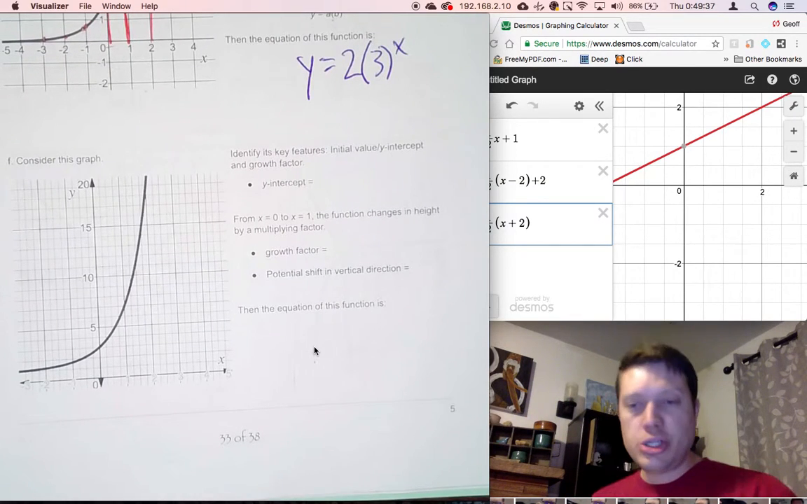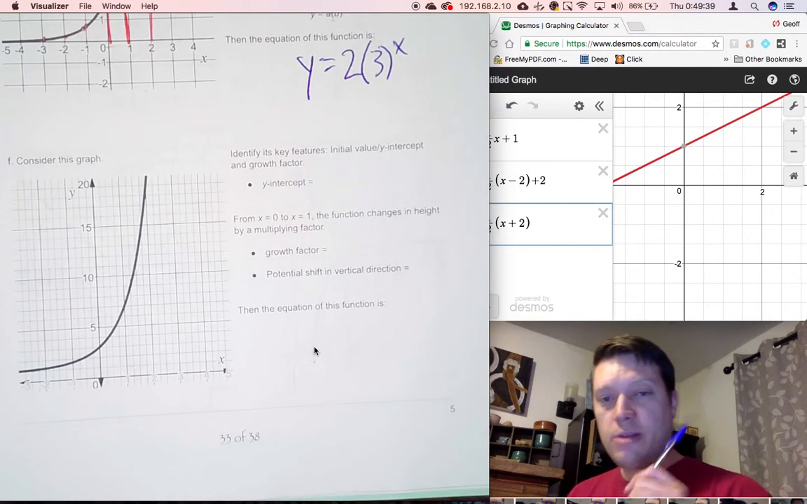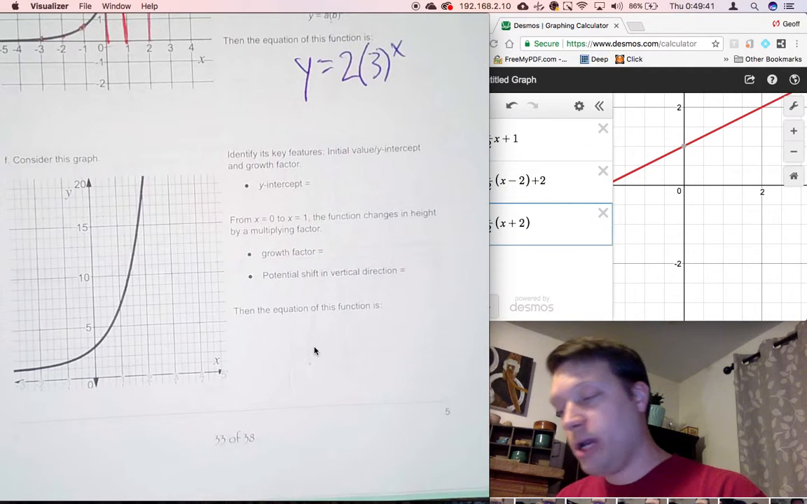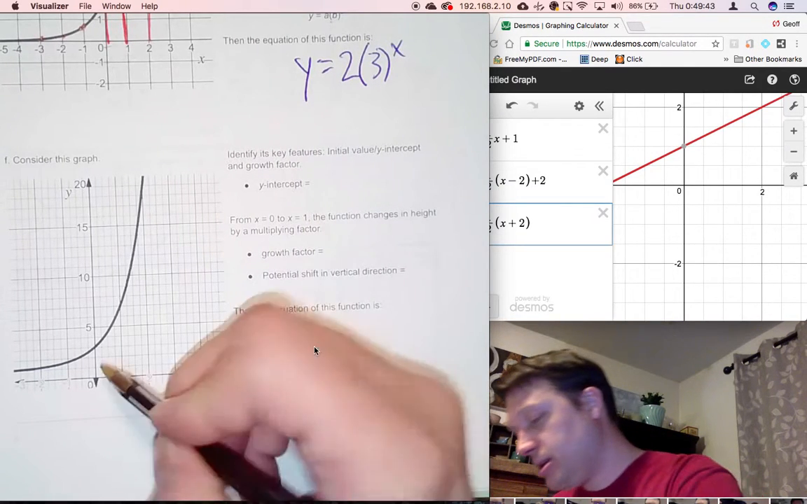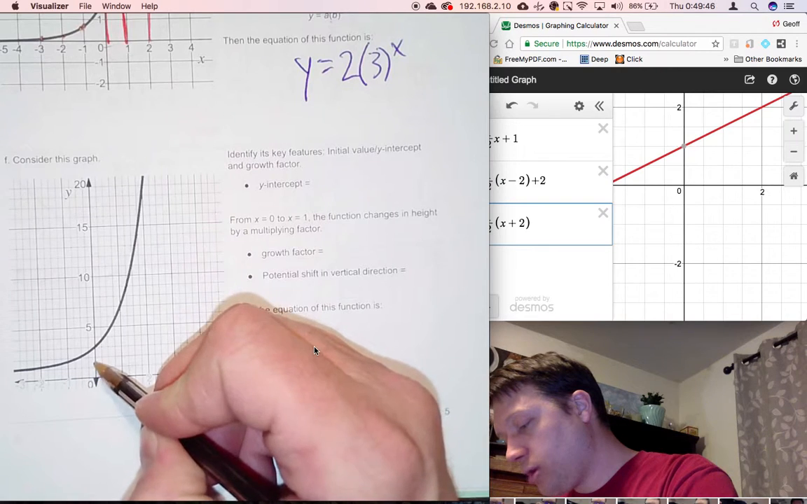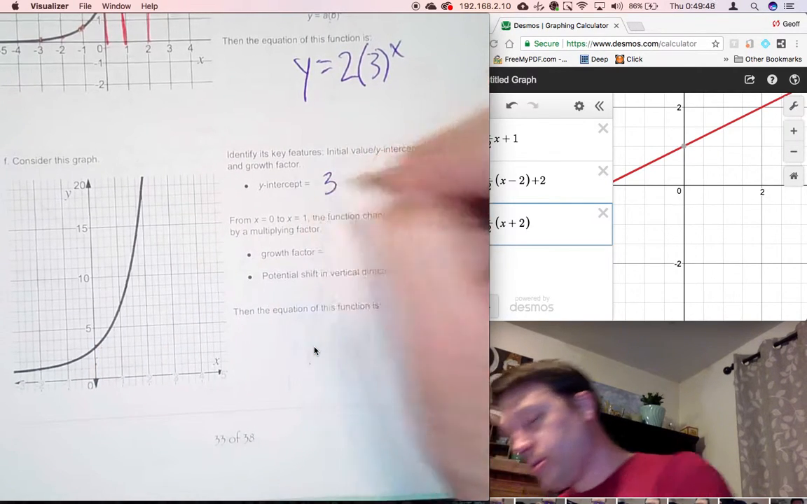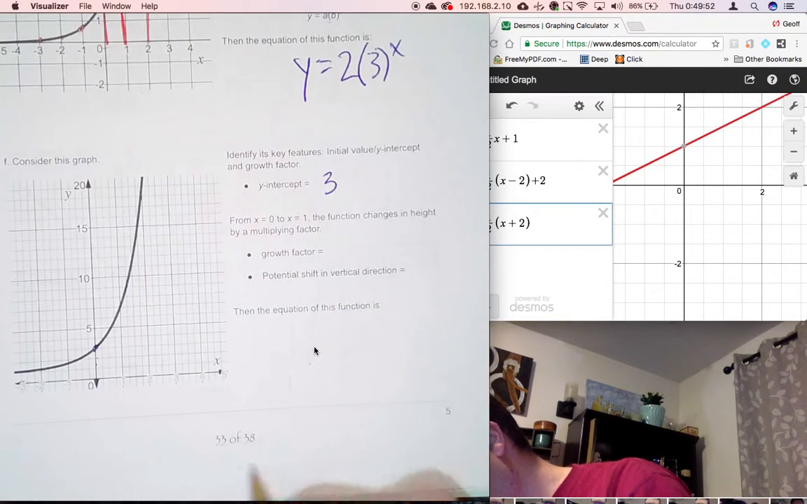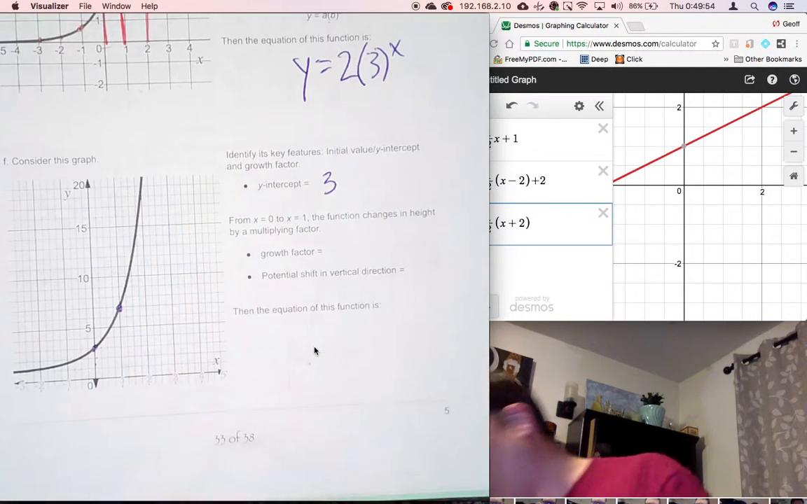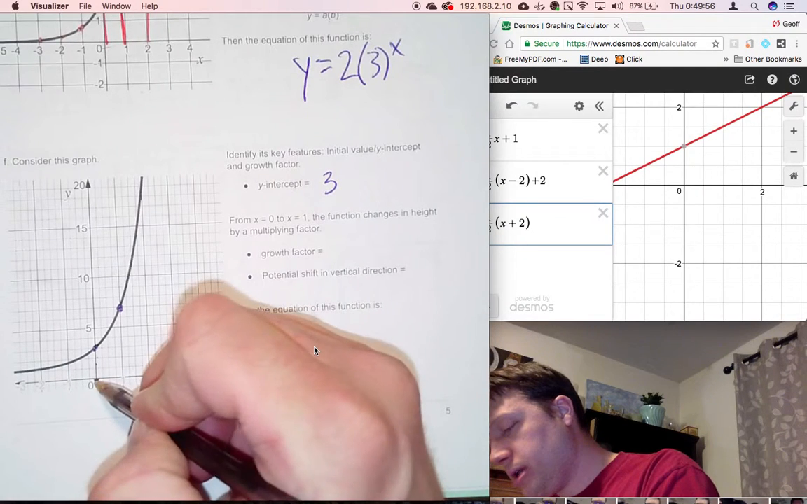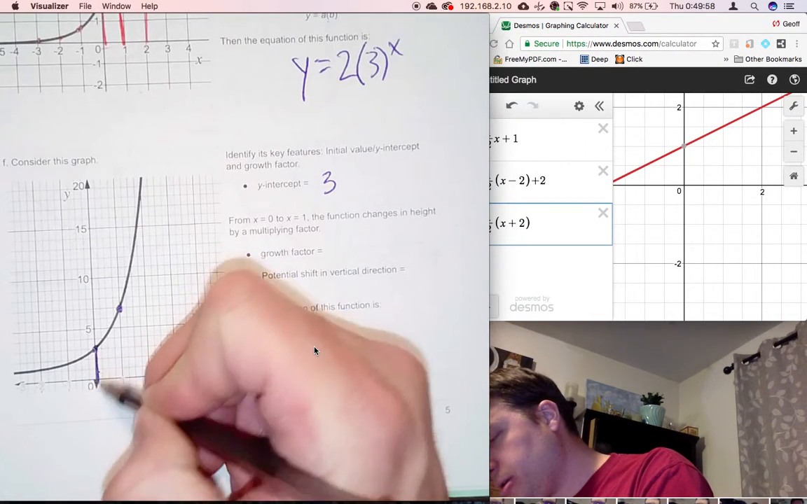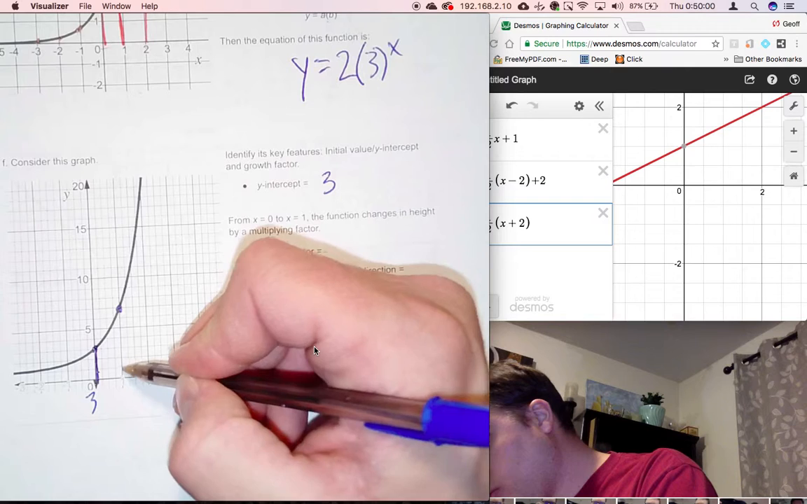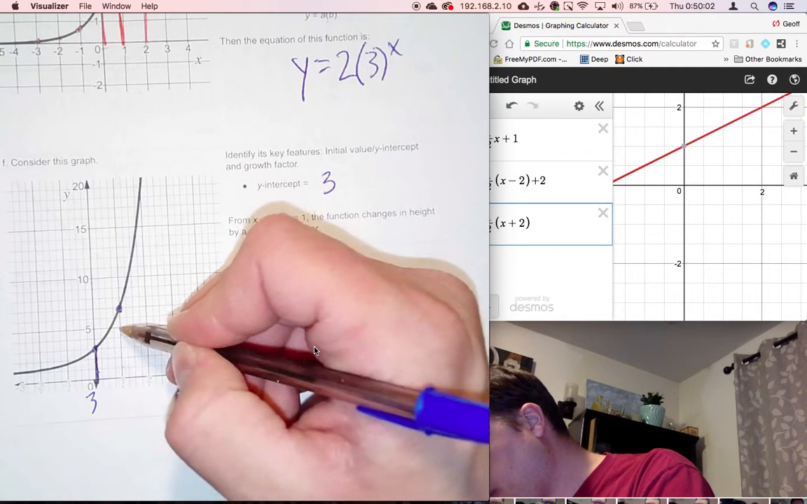This one is intentionally shifted because the first thing that we want to do with the y-intercept and identifying it is 1, 2, 3. Okay, from 0 to 1. So here's 0 and here's 1. So 0 is at 1, 2, 3. And 1 is at 1, 2, 3, 4, 5, 6, 7.